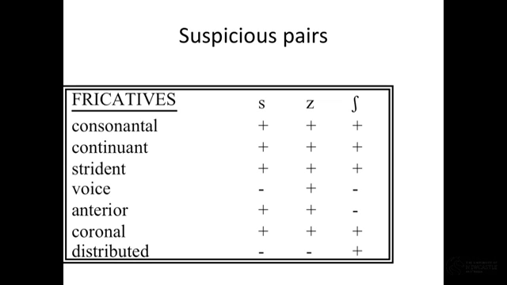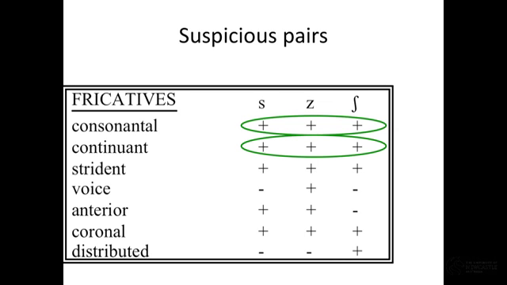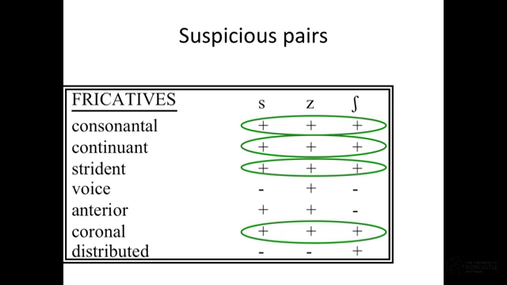Why would we be suspicious that s, sh and z might potentially be allophones of a single phoneme? Because they're similar sounds. They share features. In this case, they share both manner and place features. All 3 sounds are fricatives, so they're all plus consonantal and plus continuant. Due to their place of articulation, they are also all plus strident in terms of manner. When it comes to place of articulation, they're all plus coronal.